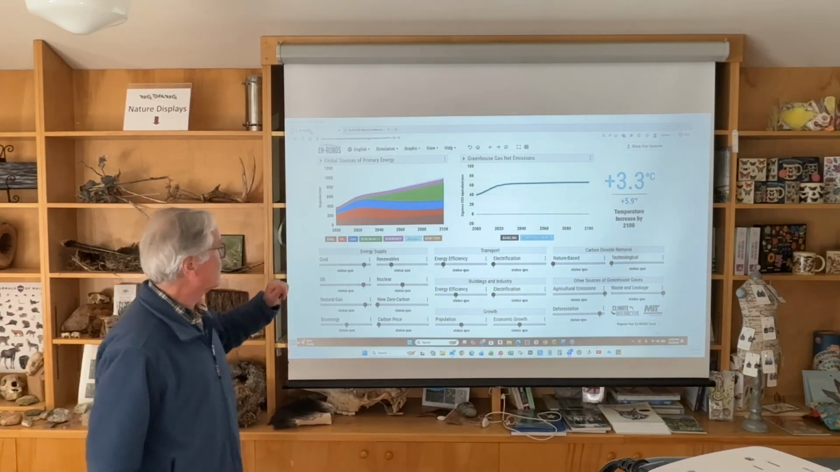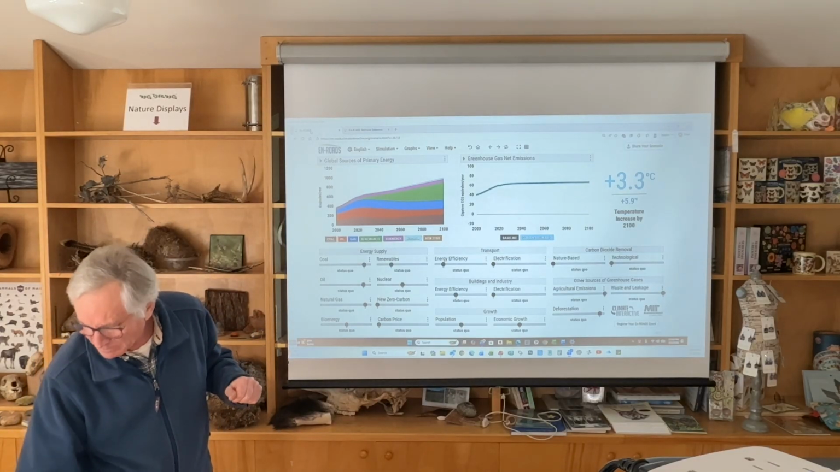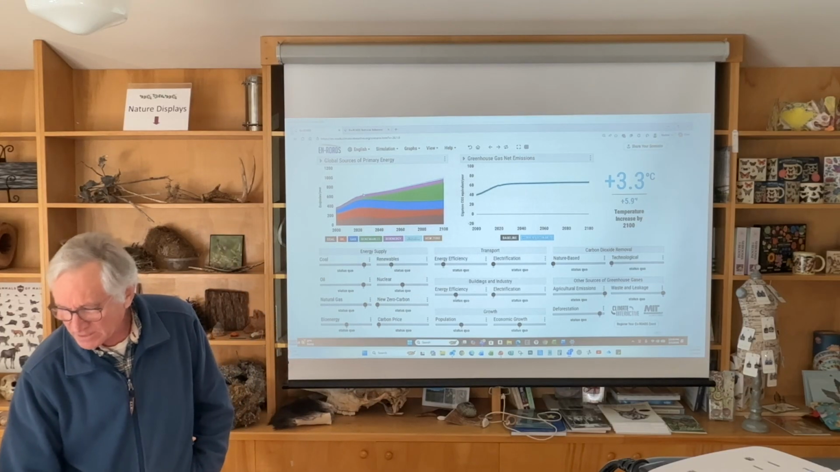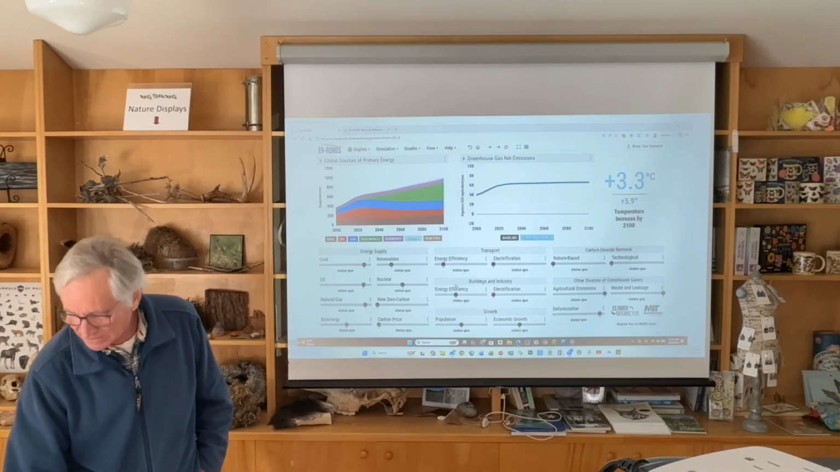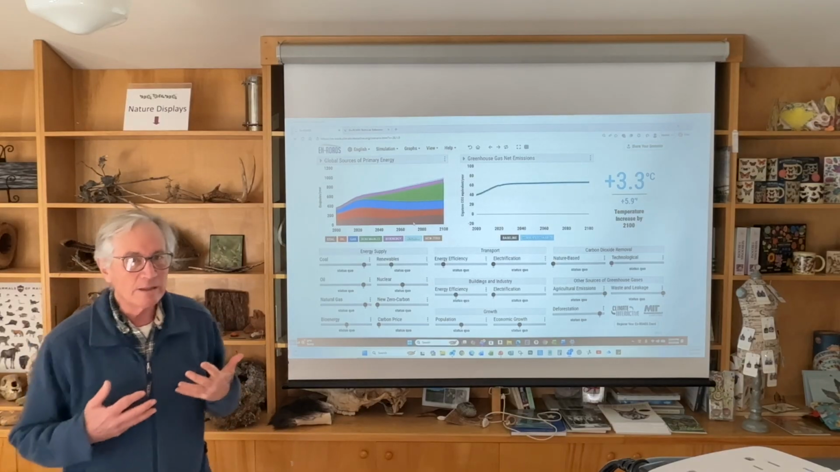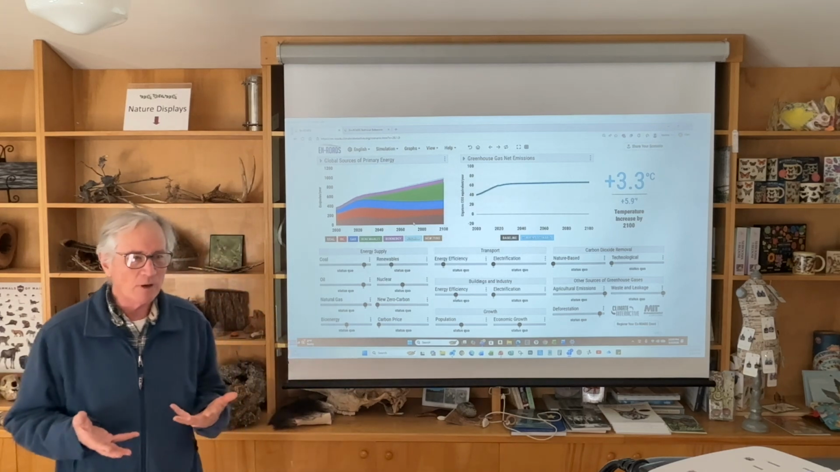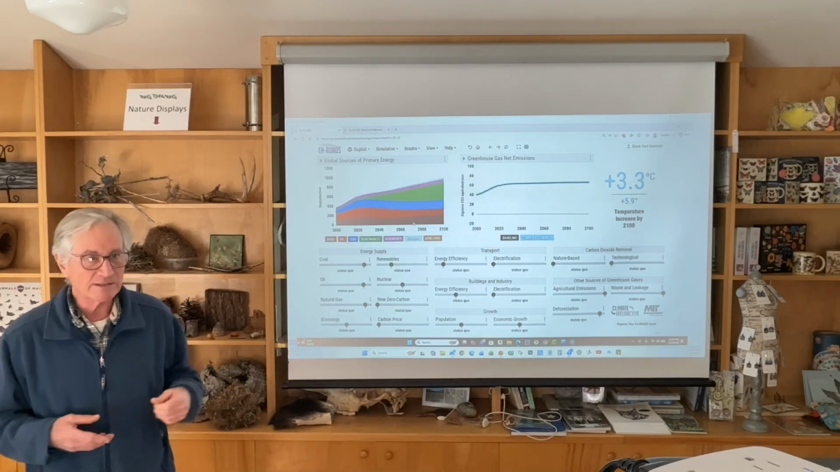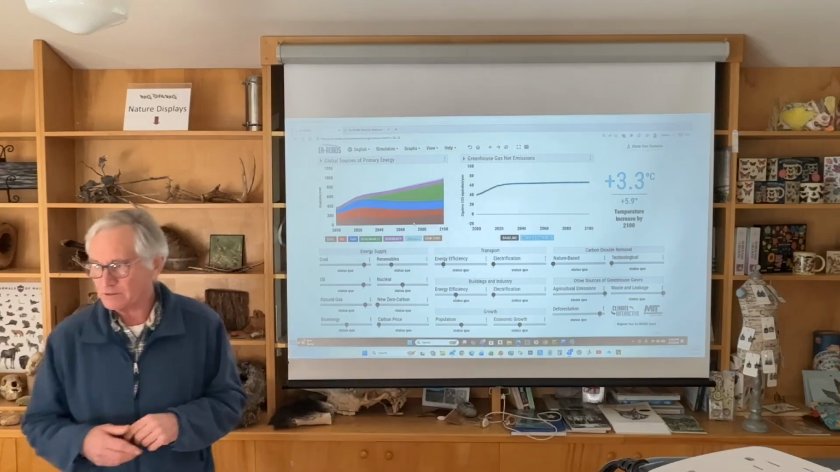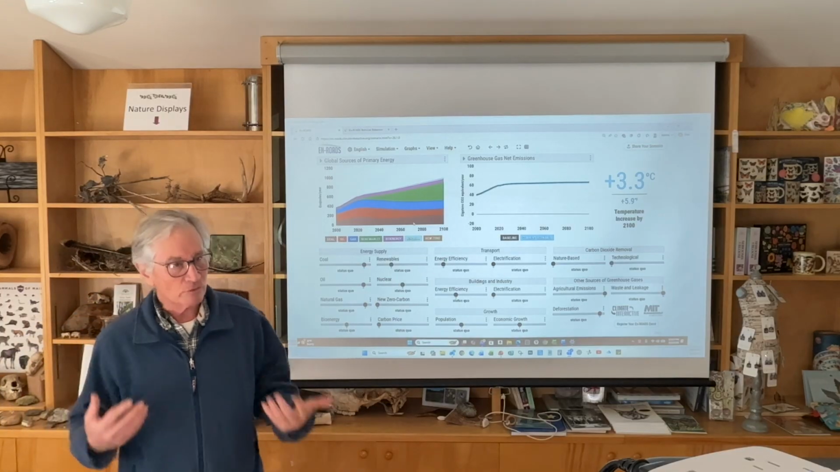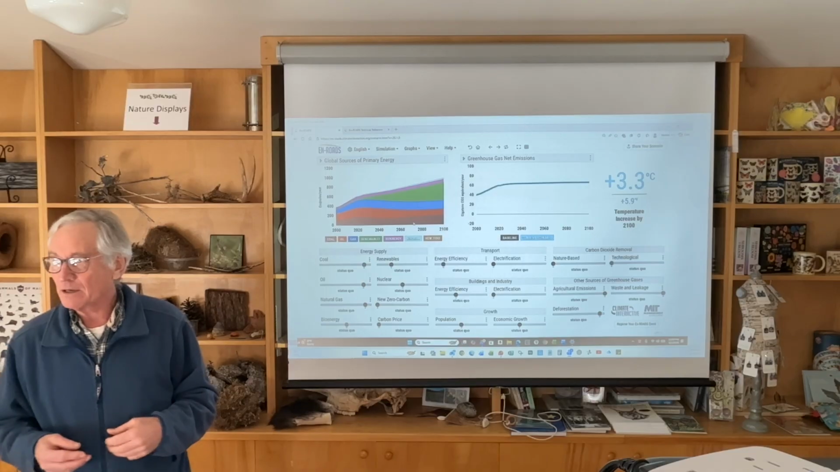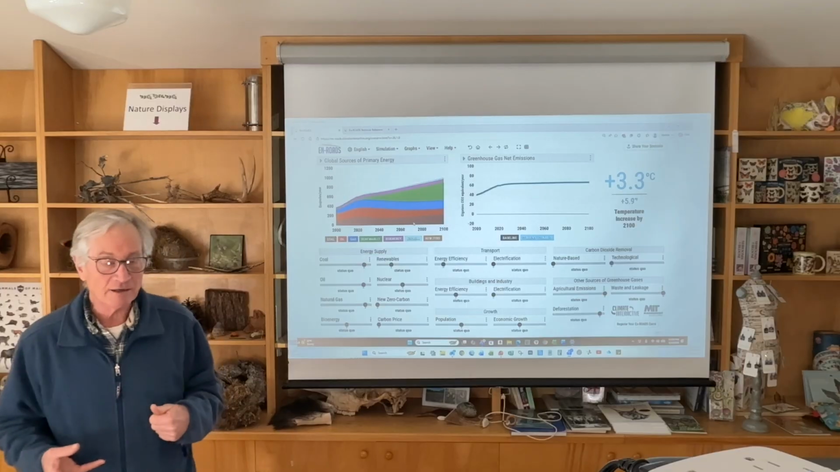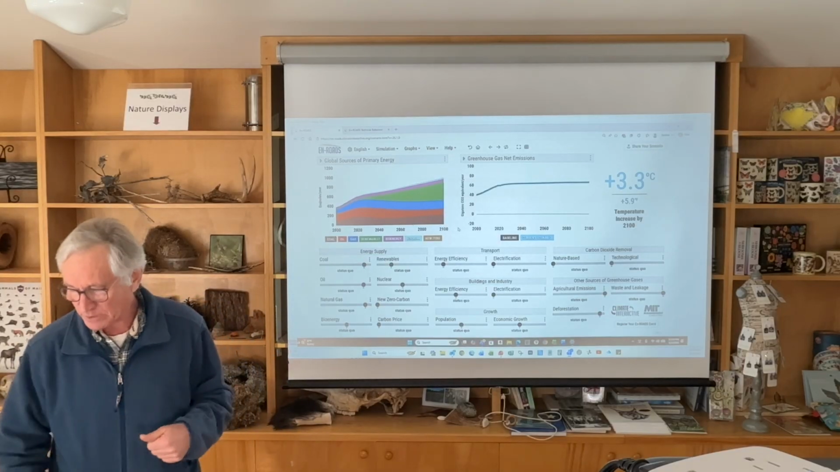What we see on the display here are, should I use my pointer on my screen or my hand up here? Whichever you like. Okay. There are a couple of graphs up here, and then a bunch of sliders down here.